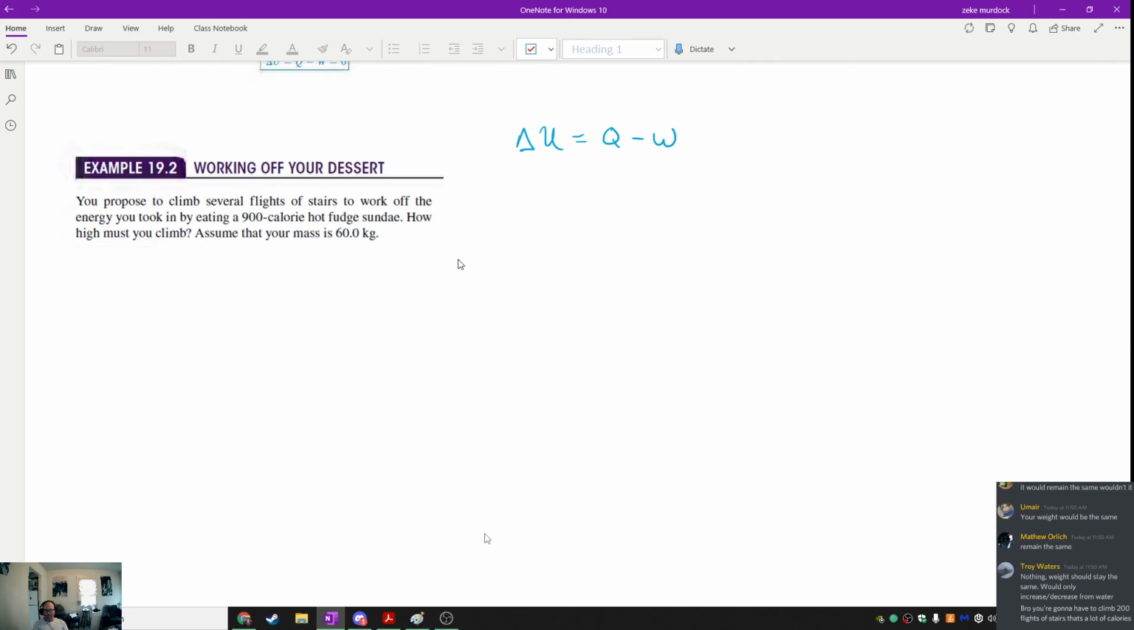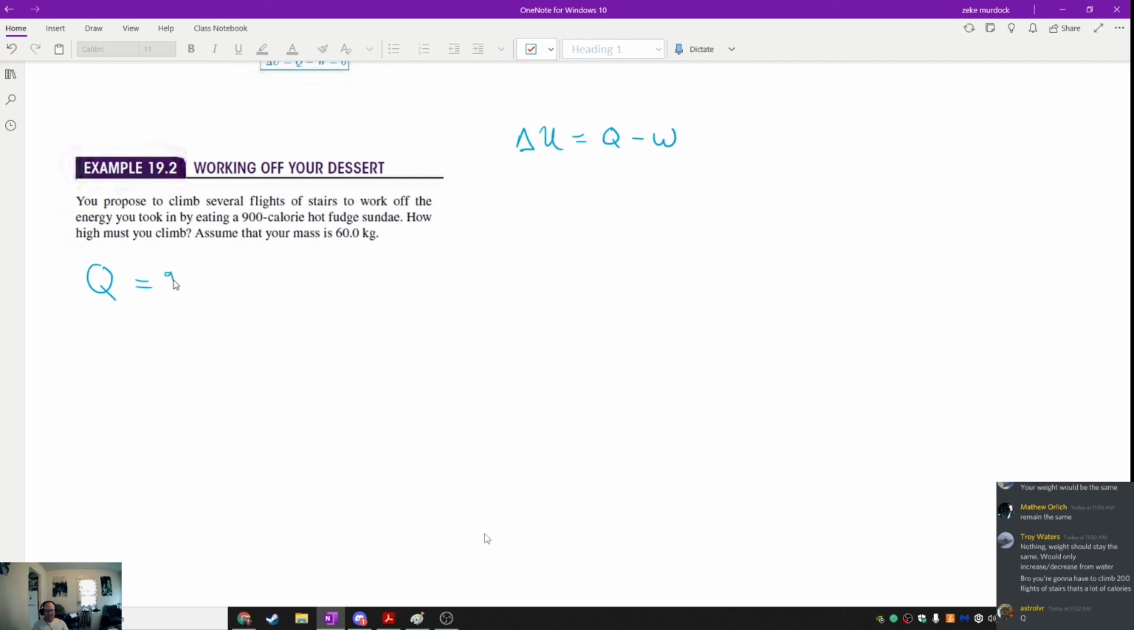It's 900 calories. A lot of calories. Okay, so we want to burn off 900 calories, right? It says you should propose to climb several flights of stairs to work off the energy you took in by eating 900 calories of a hot fudge sundae. How high must you climb? Assume that your mass is 60 kilograms. All right, so what is 900 calories going to be in this case? Is it going to be delta U? Is it going to be Q? Or is it going to be W? Q. That's the energy we took in, right?